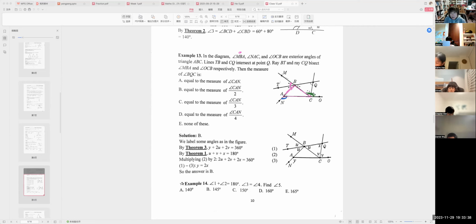Line TB and CQ intersect at Q. Ray BT and ray CQ bisect MBA and OCB. So everybody, did you see that?